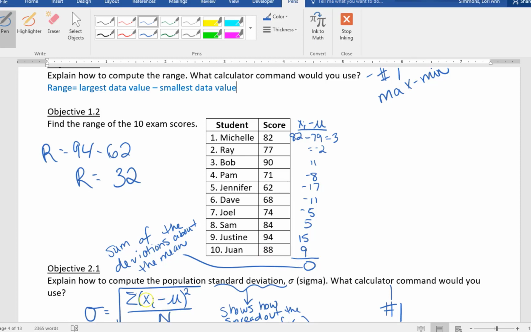So the next part is the sum of the squared. So we're going to square this now. So xi minus mu squared. So we're going to take this number and square it. So 3 squared is 9. Negative 2 squared. If you put this in your calculator, be careful. You need to put parentheses, negative 2, then square it. We get 4. Negative 2 times a negative 2 is a positive 4.